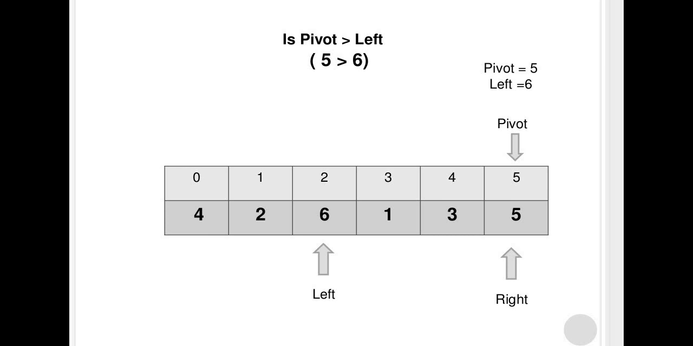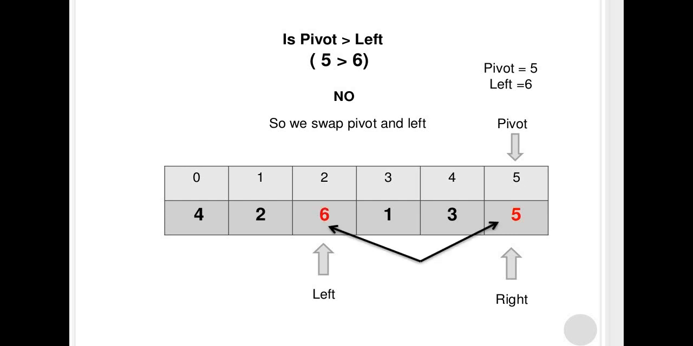Now this 6 will be compared with this 5, right? So again you have to check whether the pivot element is greater or smaller. If it is smaller, then you have to swap the numbers here. So now we can say that the pivot element is not greater than the element here. So we swap the pivot element to the left side.